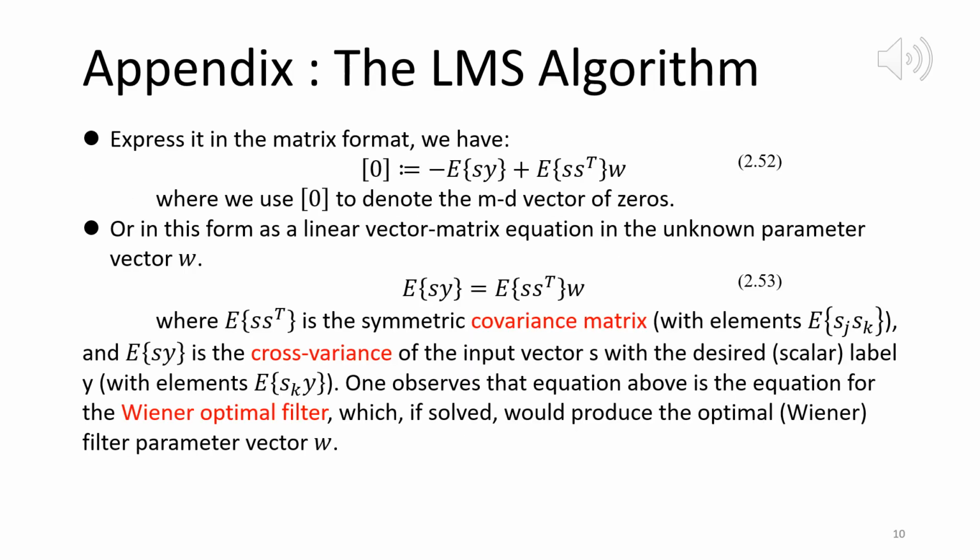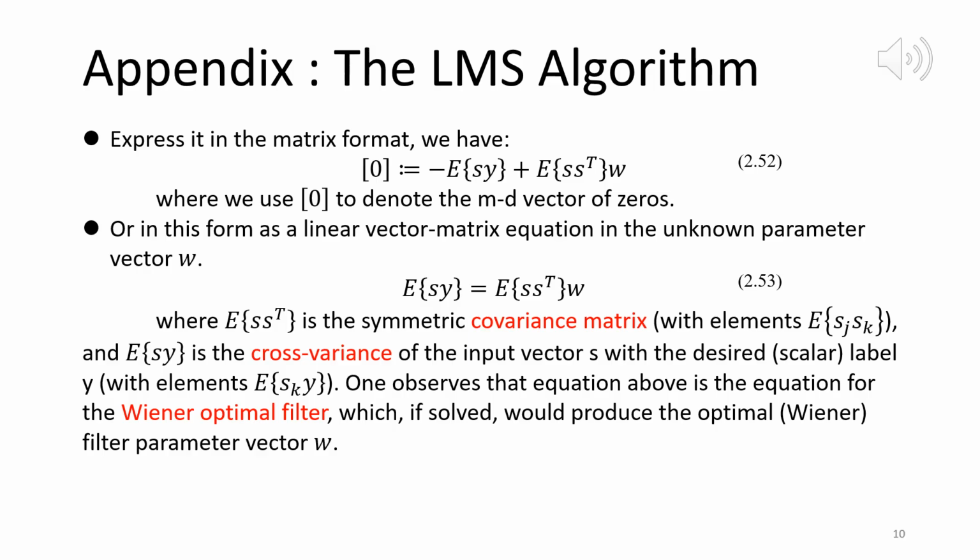Equation 2.51 can be expressed in the matrix format as shown in equation 2.52. Where the symbol, left bracket 0 right bracket, on the left-hand side of equation 2.52 denotes the m-dimensional vector of zeros. By rearrangement of the variable ESY, we get equation 2.53, which is a linear vector matrix equation in the unknown parameter vector W.